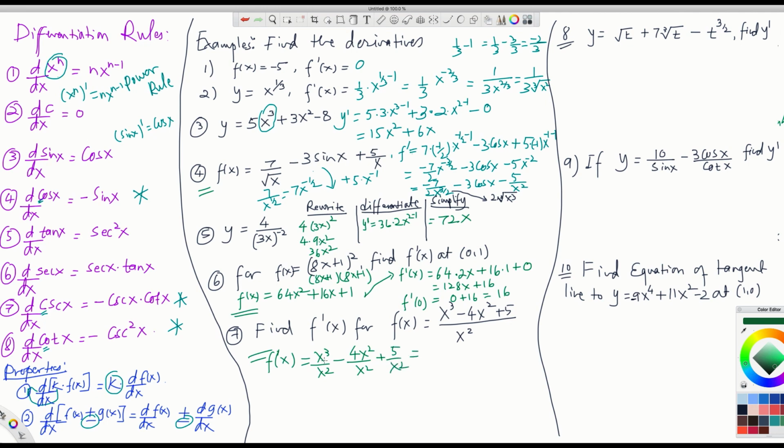So what is left? x cubed over x squared, you cancel, so x. And then x squared and x squared will cancel out. Minus 4, plus 5 times x to the negative 2. I move that to the top so that I can use the formula directly.